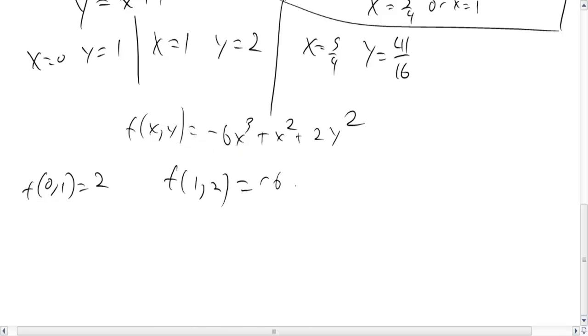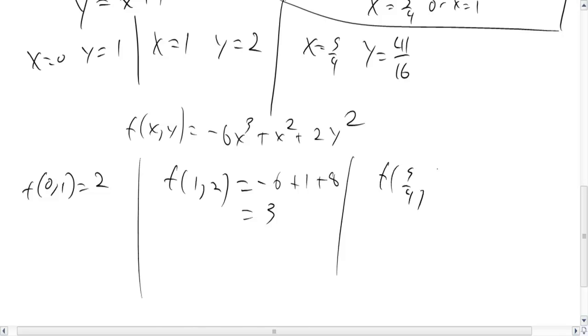F of (1, 2) would not be as easy to do in my head, but still not terrible. This is going to be negative 6 plus 1 plus, and then 2 squared is 4, 4 times 2 is 8. So negative 6 plus 1 plus 8 just makes 3. And then the third point, f of (5/4, 41/16), not nearly as much fun. Using a calculator, that comes out to be 381/128, or as an approximation, 2.977-ish.